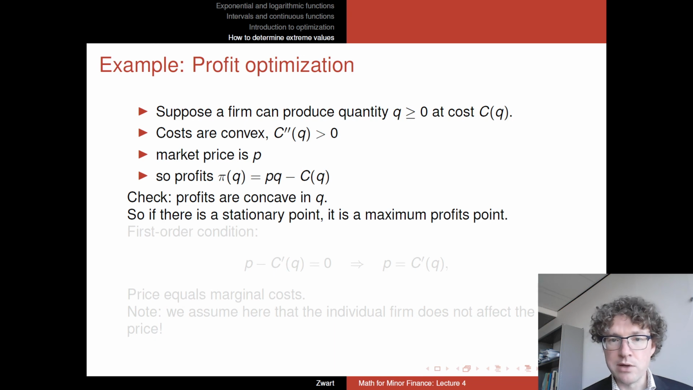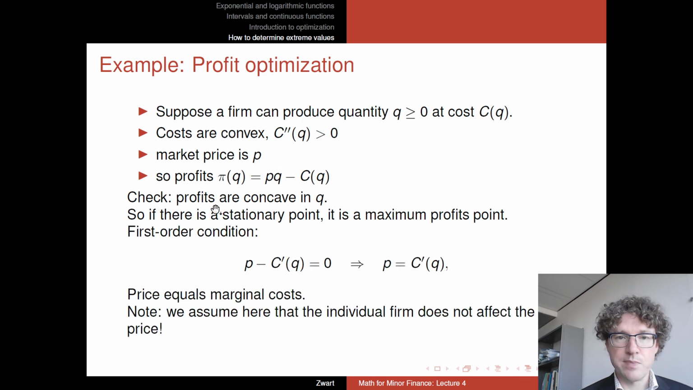And we learned that if profits are concave and there is a stationary point, then the stationary point must be the maximum. So let's figure out what a stationary point means. It means that the derivative is going to be 0. So what is the derivative? Well, the derivative of P times Q is P. The derivative of the cost term is minus C prime. So the stationary point is given by this equation, which we call the first order condition of optimization: P minus C prime equals 0, or P, this given price, the number, equals the derivative of costs.